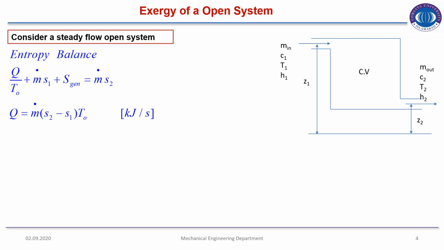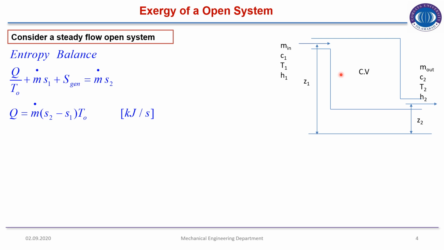Now in the previous slide we have utilized the energy balance equation and we have approached a certain relation. Now we will use the entropy balance equation. Because the heat is transferring into the system and there is a mass flow rate, you know that the entropy transfer mechanism includes mass transfer as well as heat transfer.